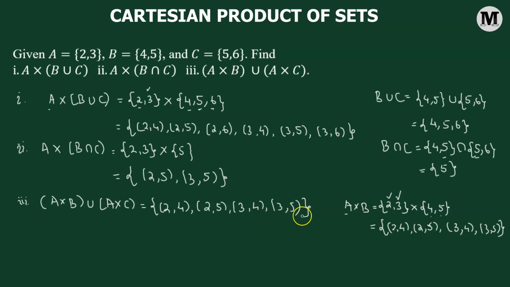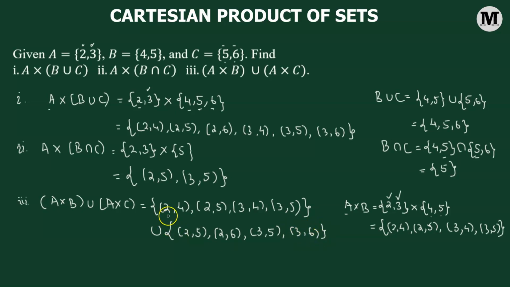We're going to find its union with the Cartesian product of the set A and C. So let's find out the Cartesian product of A and C. We'll consider the first element of the set A, which is 2, and form an ordered pair with each of the two elements of the set C. So we have 2, 5, and we have 2, 6. Next, we will consider the second element of the set A, which is 3. So 3 is going to form an ordered pair with each of the two elements of set C. That's going to give us 3, 5, and then we have 3, 6.